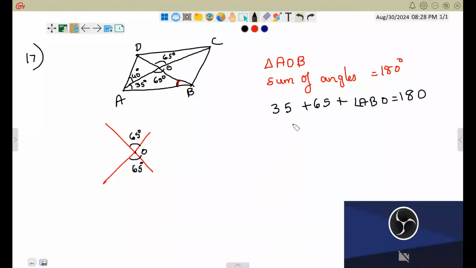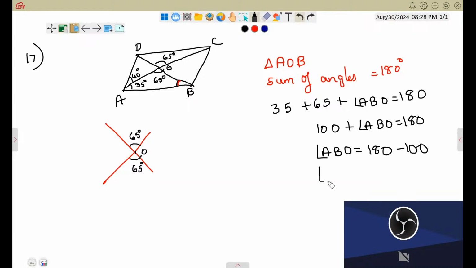If you add these two, you get 100. 100 plus angle ABO is 180 degrees. Angle ABO is equal to 180 minus 100, which is 80 degrees. That is the answer. Angle ABO is equal to 80 degrees. Okay? Clear? Option C is correct.